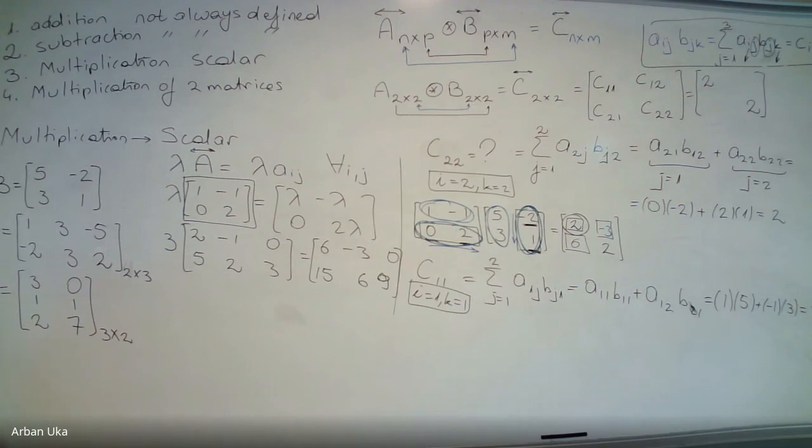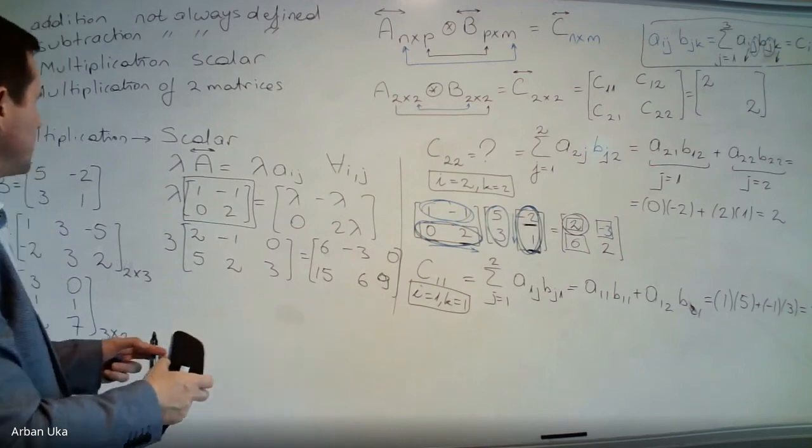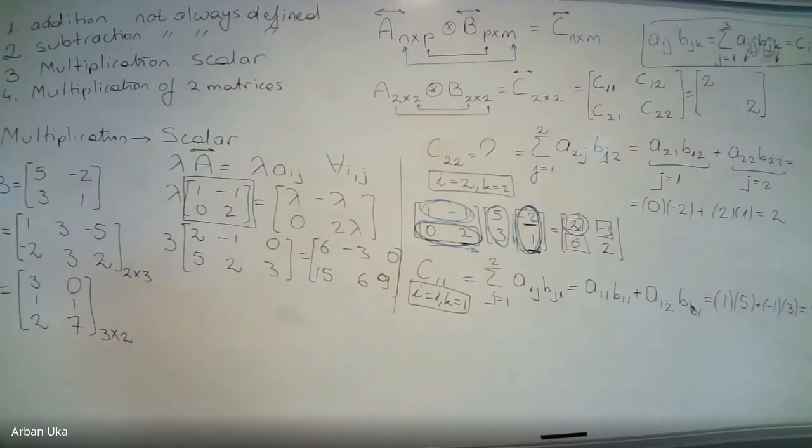Okay. Now we can see a couple more examples, but since we need space, we may delete some of this. So for example, let's try to do the multiplication of C times D. What is C times D?